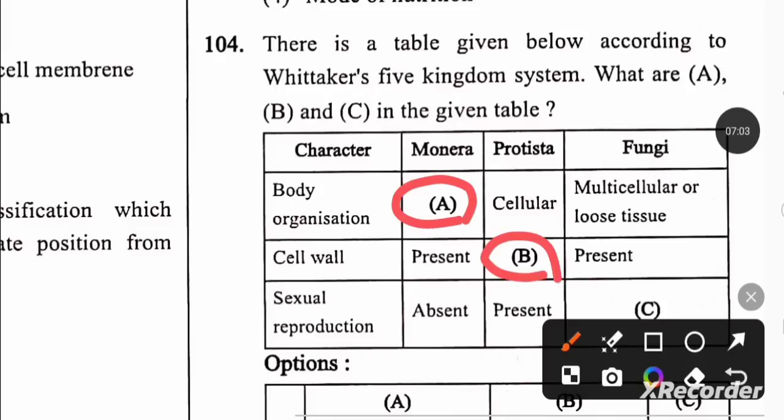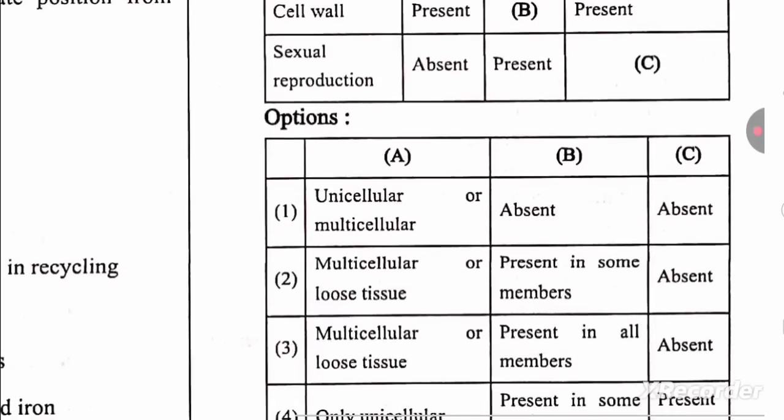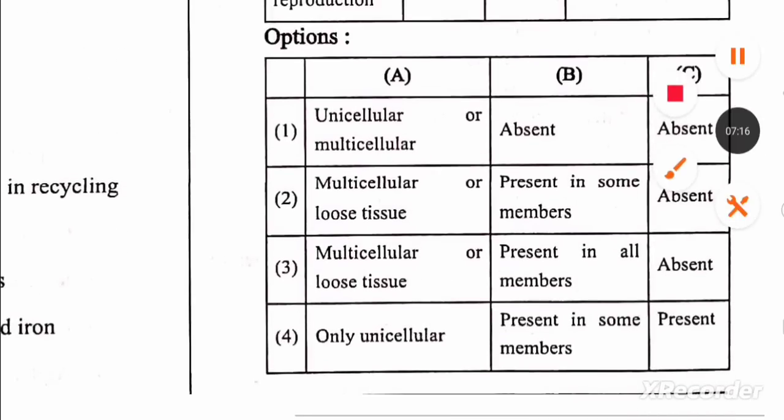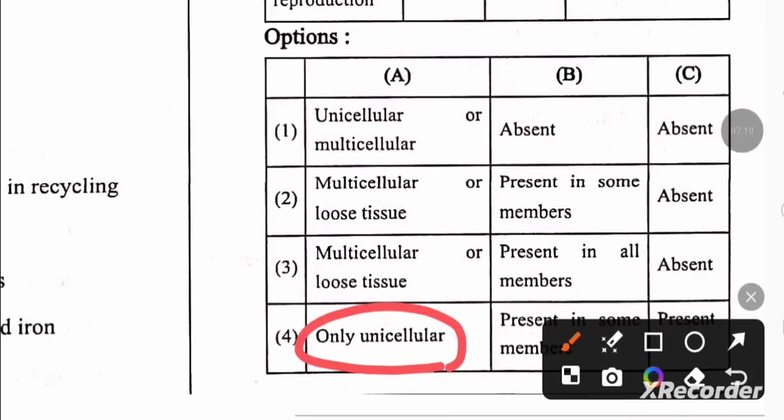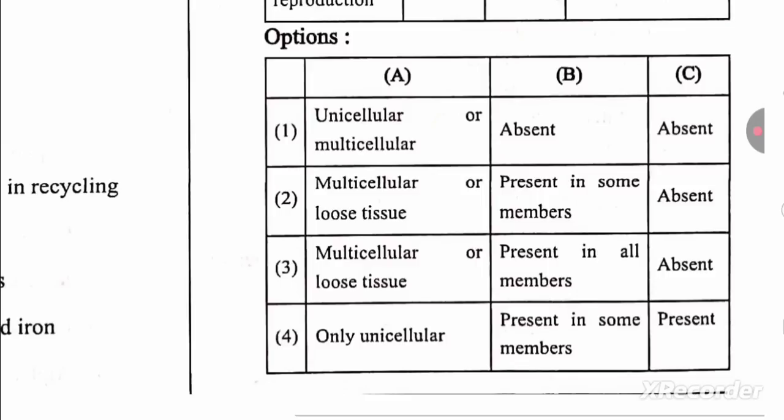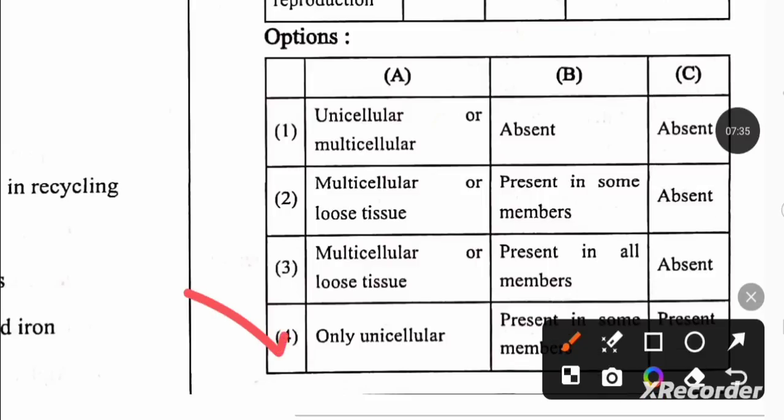A, B and C we need to find out. If you see the body organization in Monera, definitely unicellular. So wherever we are finding unicellular, that will be the right answer for this question. So we can find A is unicellular in kingdom Monera. Then B, in Protista, cell wall present in some and absent in some. And in fungi, C means sexual reproduction is present. So option 4 is the right answer for this question.